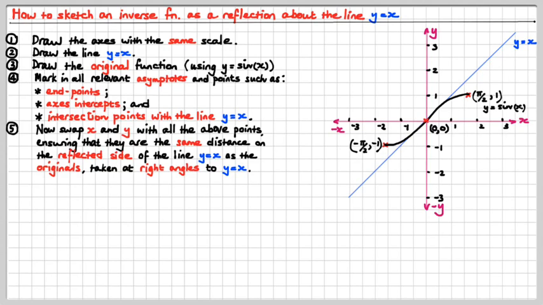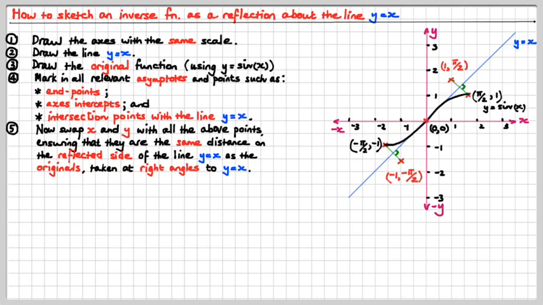Then you swap x and y with all of the above points, ensuring that they are the same distance on the reflected side of the line y equals x as the originals, taken at right angles to y equals x. Now that was a big mouthful. I'll show you visually. Watch this.